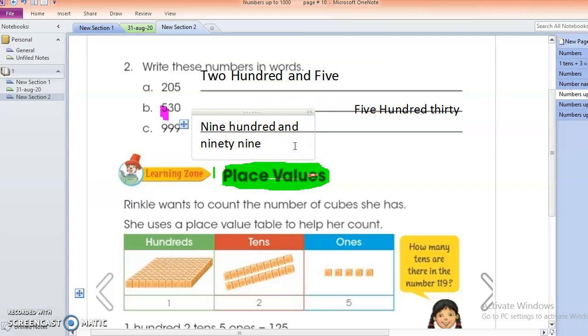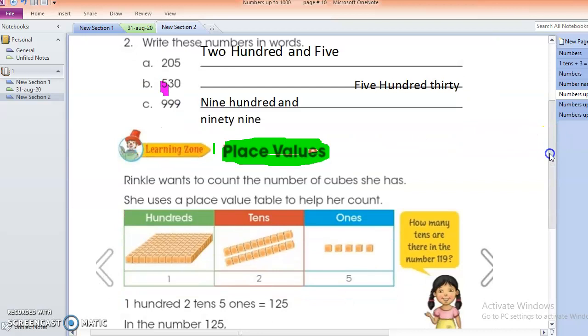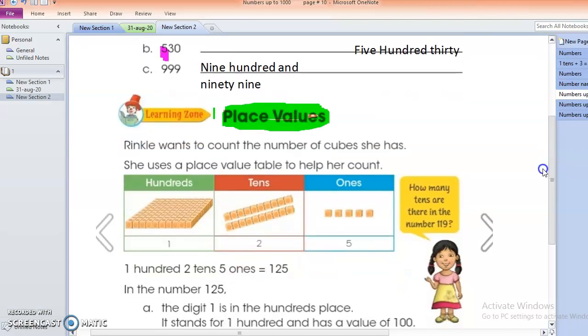So this is question number 2 of page number 10. You should complete it in your book. I will share the course material also with you.